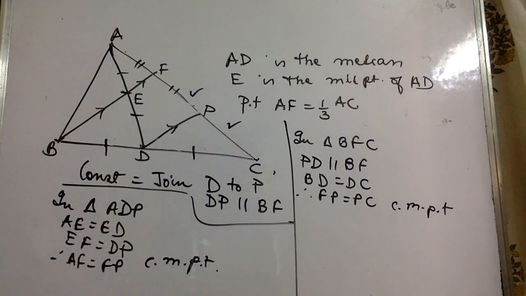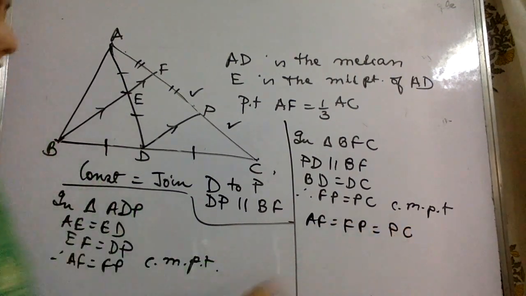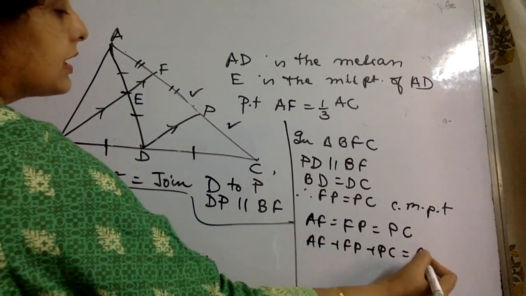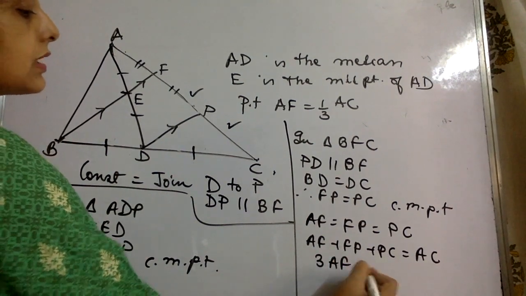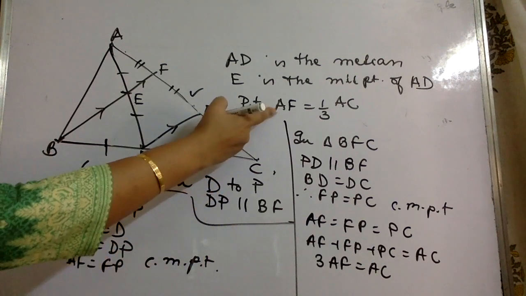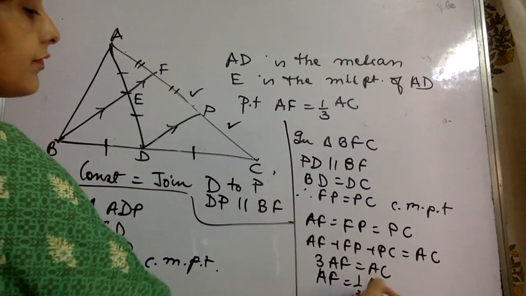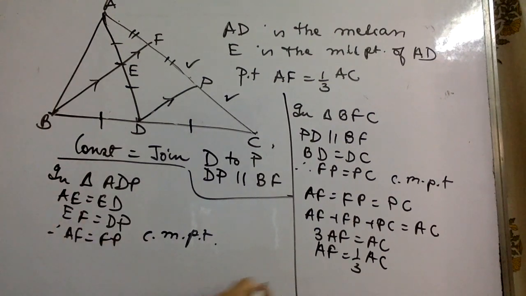So can we now write that AF is equal to FP and FP is equal to PC, right? So we can also write that AF plus FP plus PC is equal to AC. Then thrice AF is equal to AC. Then AF is equal to 1/3 of AC, isn't it? So we have got what we wanted to prove, hence proved.